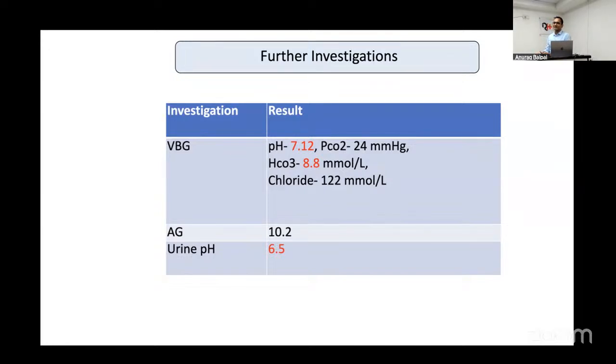Urine pH is ideally taken in a morning sample. It should be taken under oil so that carbon dioxide does not escape. That means above the urine, there should be an oil layer, below which we should take the sample.